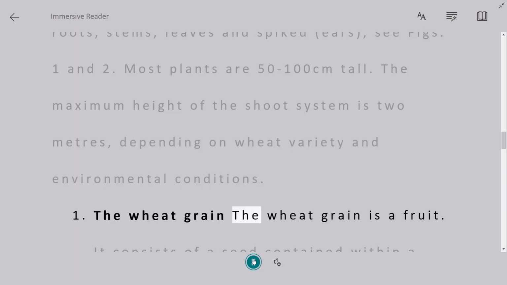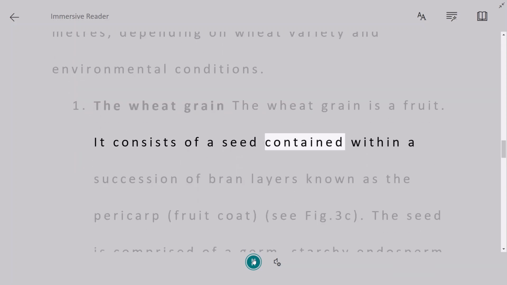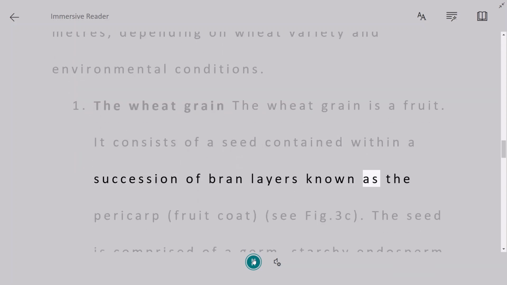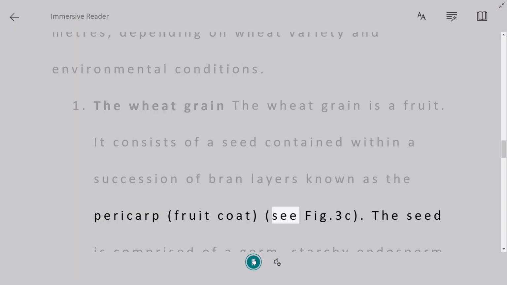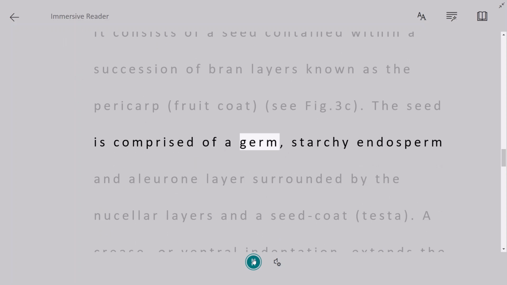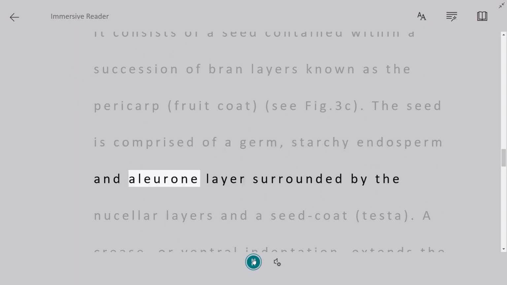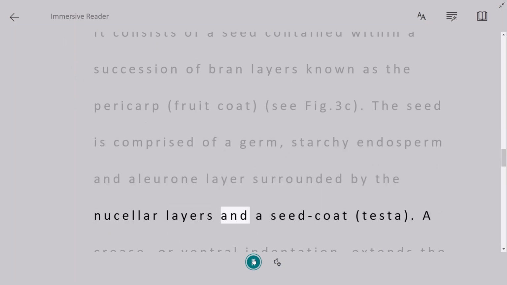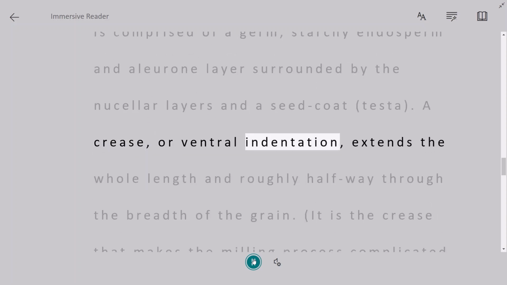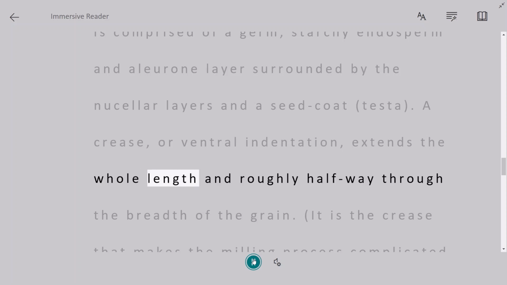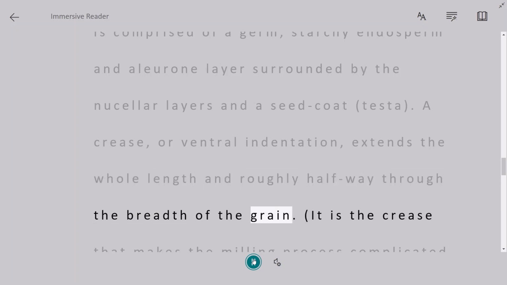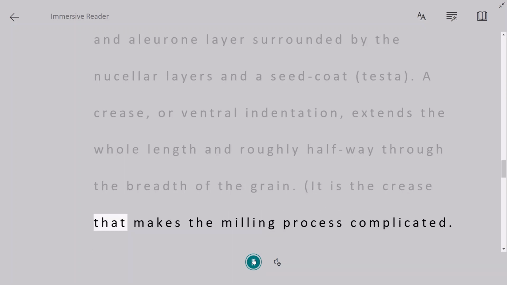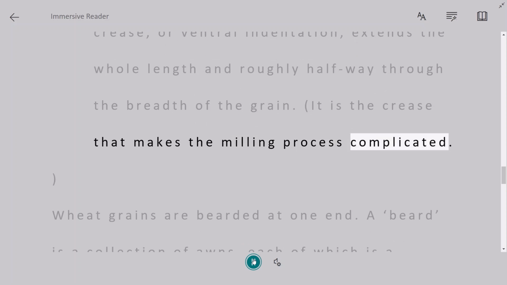1. The wheat grain. The wheat grain is a fruit. It consists of a seed contained within a succession of bran layers known as the pericarp, fruit coat, see Fig. 3c. The seed is comprised of a germ, starchy endosperm, and aleurone layer surrounded by the nucella layers and a seed coat, testa. A crease, or ventral indentation, extends the whole length and roughly halfway through the breadth of the grain. It is the crease that makes the milling process complicated.